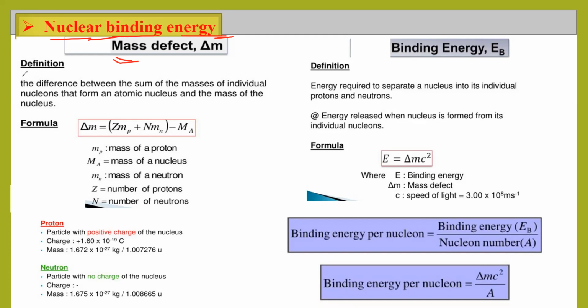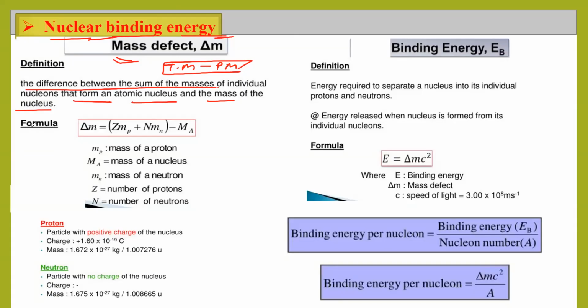So what is the mass defect? Mass defect is the difference between the sum of the masses of the individual nucleons that form an atomic nucleus and the mass of the nucleus. You can understand it as theoretical mass minus practical mass. So how much change comes in the mass when we calculate it and when we observe it? That difference in mass is the mass defect.